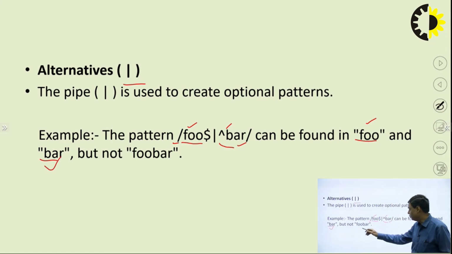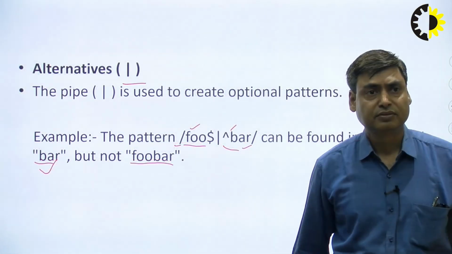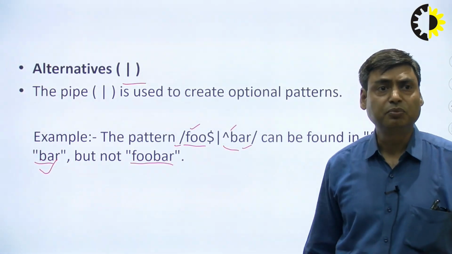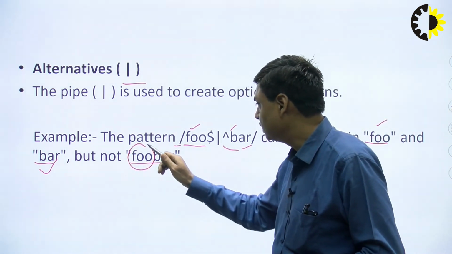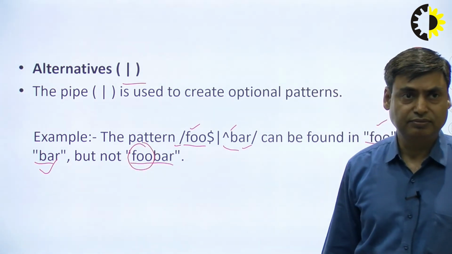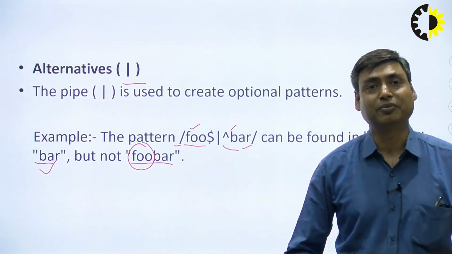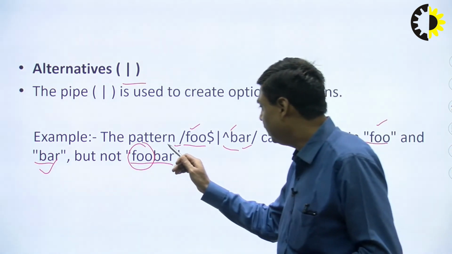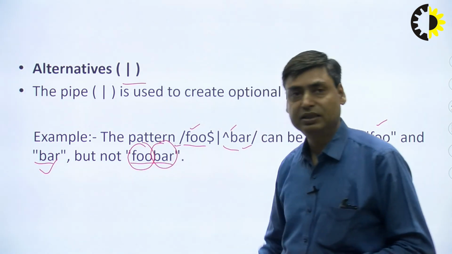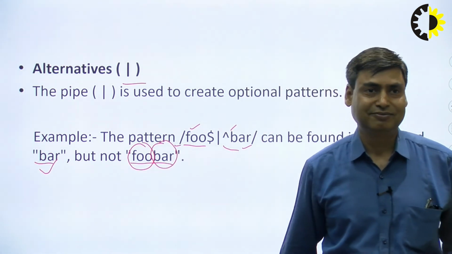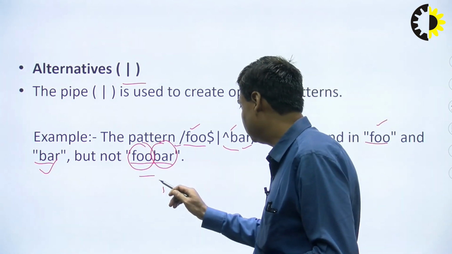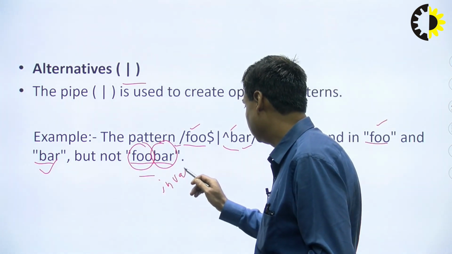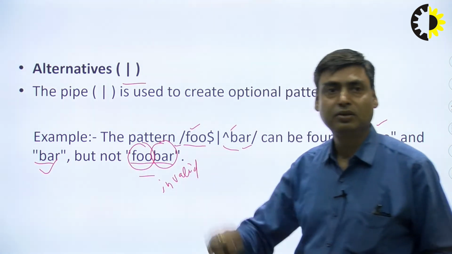But it is not valid here. Why is it not valid here? The reason is very simple. Because FOO must be at the end of the string, but it is at the start of the string. BAR must be at the start of the string, but it is at the end of the string. Therefore, this string is invalid as per this pattern. Okay.